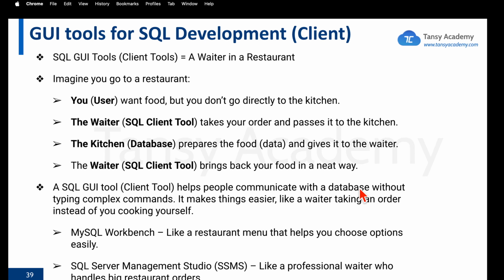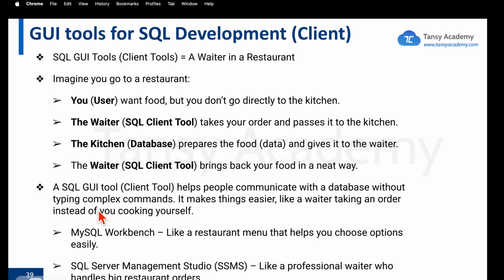I'm using the English language to communicate and explain to you what this topic is. In the same way, a SQL client tool will use a programming language to communicate between a user and the database. It helps people communicate with the database. So using a SQL client tool, you can talk to your database without typing complex commands. It makes things easier, like a waiter taking an order instead of you cooking yourself.